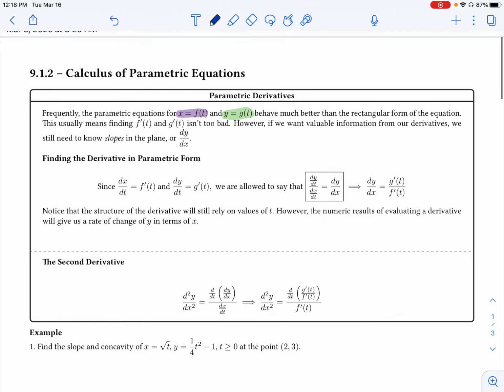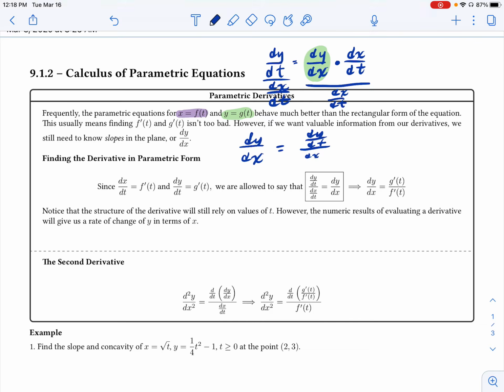We know that dy/dt can be written as the rate of change of y with respect to x times the derivative of x with respect to t, dx/dt. This is just the chain rule. You can see the dx's would divide out, and we get equivalent sides. However, if I want to isolate dy/dx, I'm going to divide both sides by dx/dt. And what that allows me to write is that dy/dx is dy/dt over dx/dt.